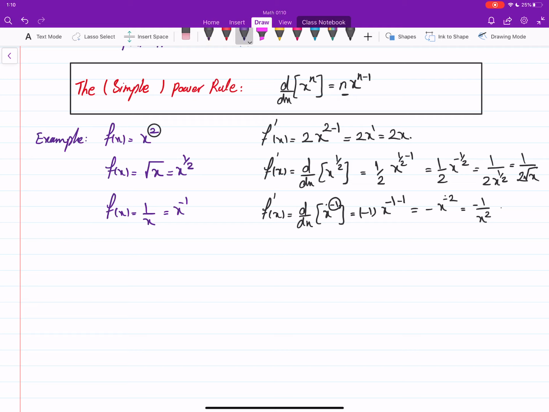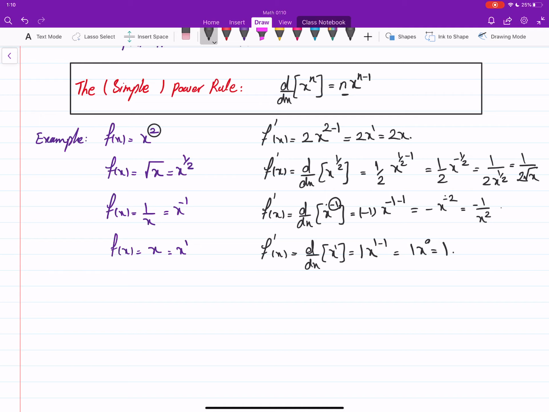Let me just add one more. This is a nice one. f of x is just x itself, and you know that x itself is x to the power 1. So the derivative of x with respect to x is 1 times x to the power 1 less. Then this is just 1 times x to the power 0, which is just 1.